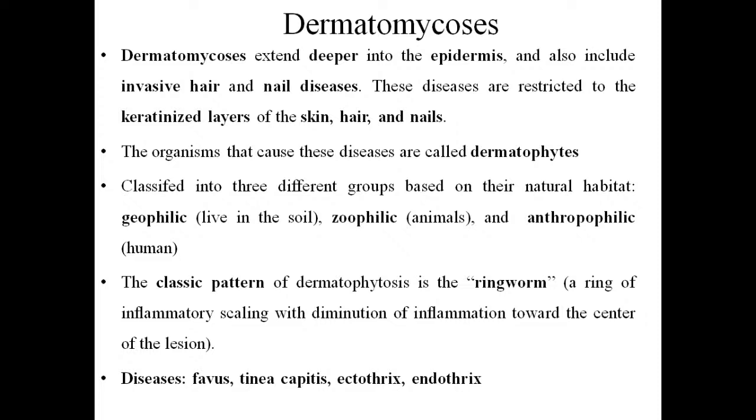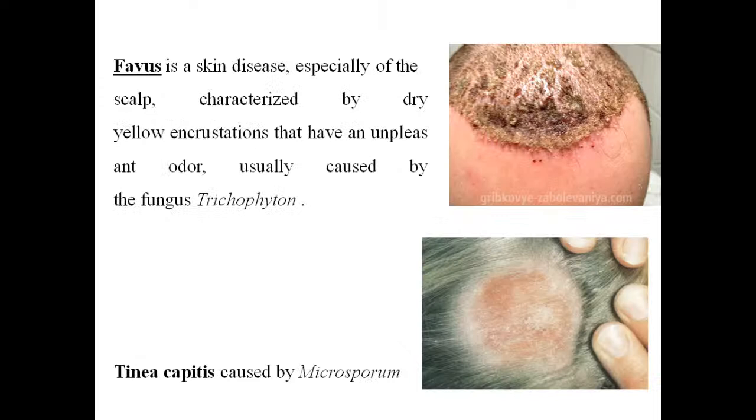The classic manifestation of dermatophytosis is ringworm. It is a ring of inflammatory scaling with diminution of inflammation towards the center of the lesion. Which diseases are included here? It is favus, tinea capitis, ectothrix, and endothrix. Let's look at these pictures. In this photo, you can see clinical manifestation of favus. It is a skin disease, especially of the scalp, characterized by dry yellow incrustations that have an unpleasant odor, usually caused by the fungus Trichophyton. In this photo, you can see tinea capitis caused by Microsporum.